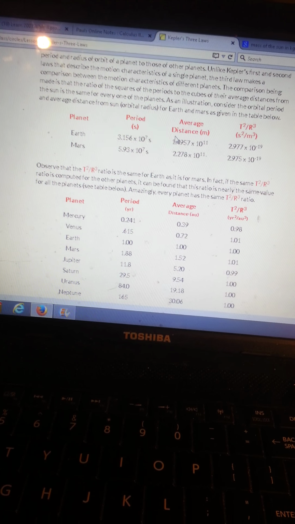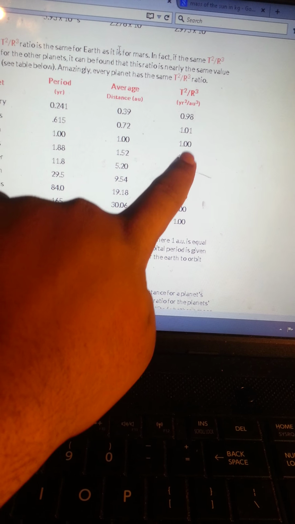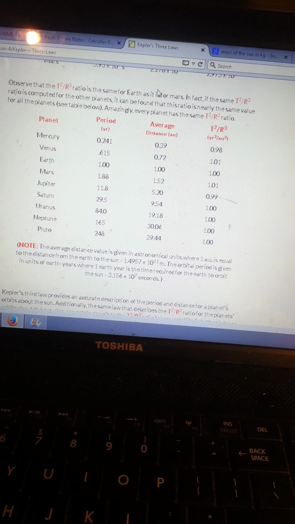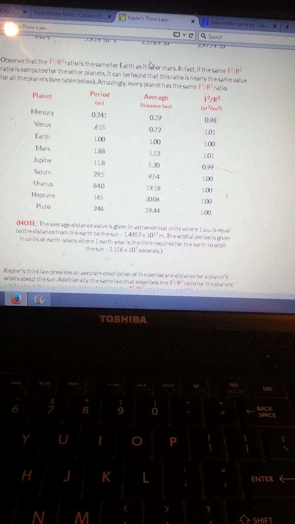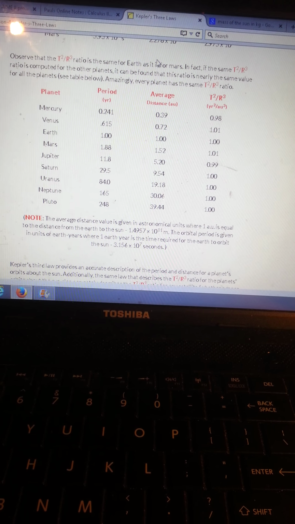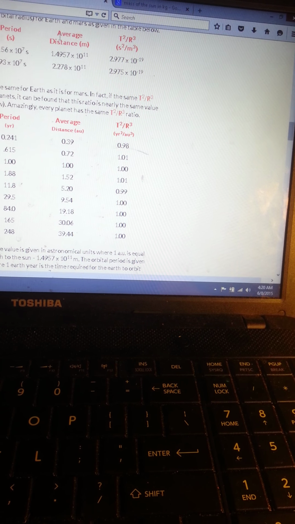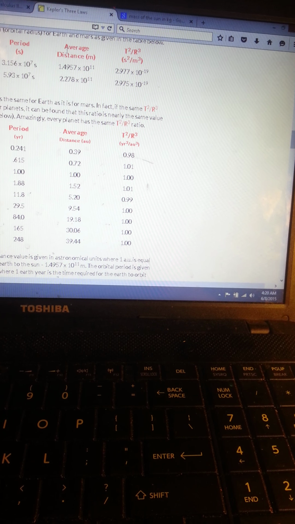And yeah, there is more to it. These values are practically 1 only because they used year squared over astronomical unit cubed. An astronomical unit is a distance used when dealing with stars and galaxies, and it is equal to the distance from the sun to the Earth. Everybody knows what a year is. Our units were seconds squared over meters cubed, so that's why our values were pretty small. But these are the values in year squared over astronomical unit cubed.